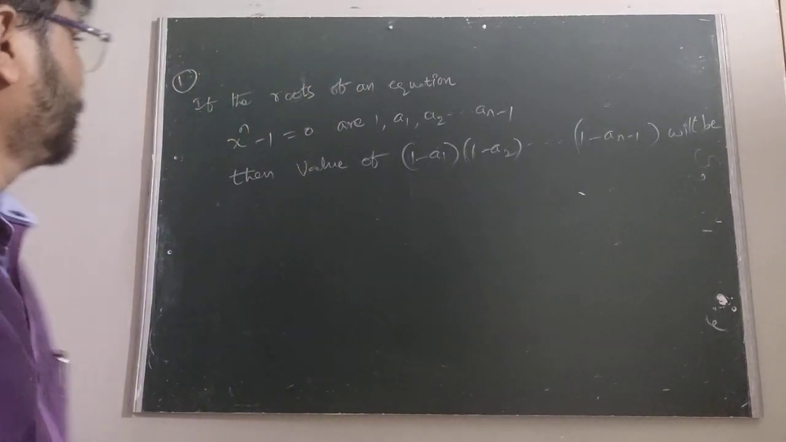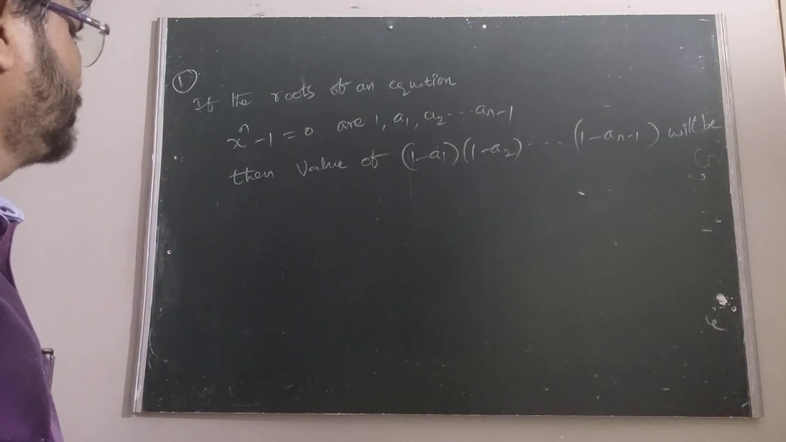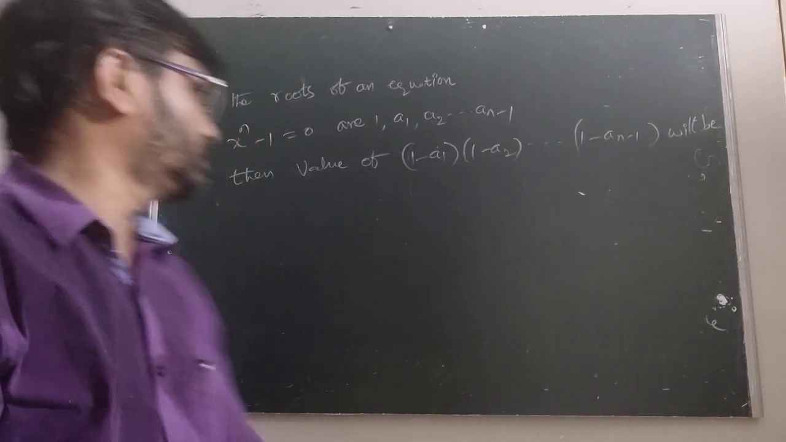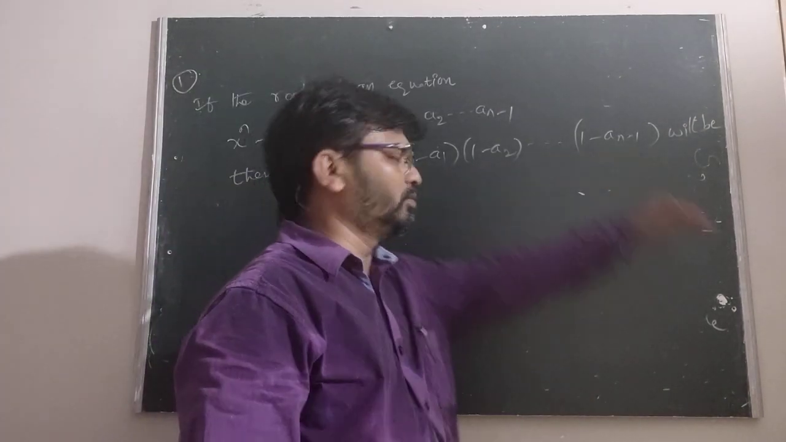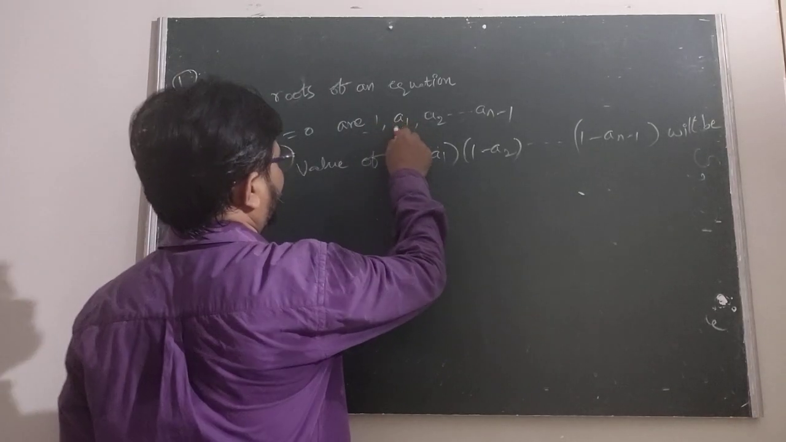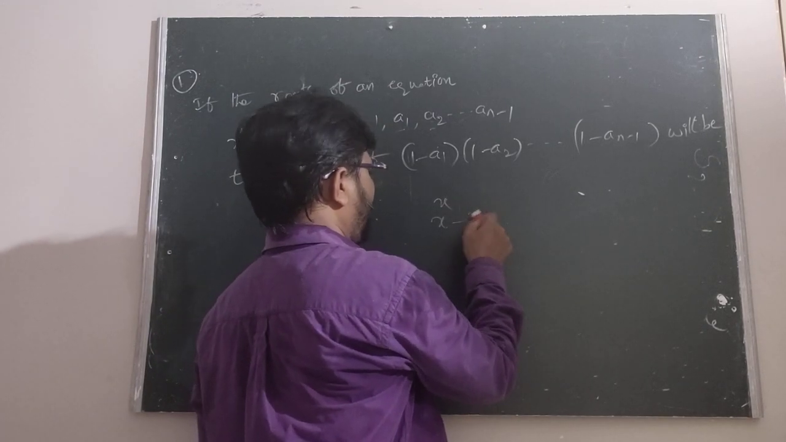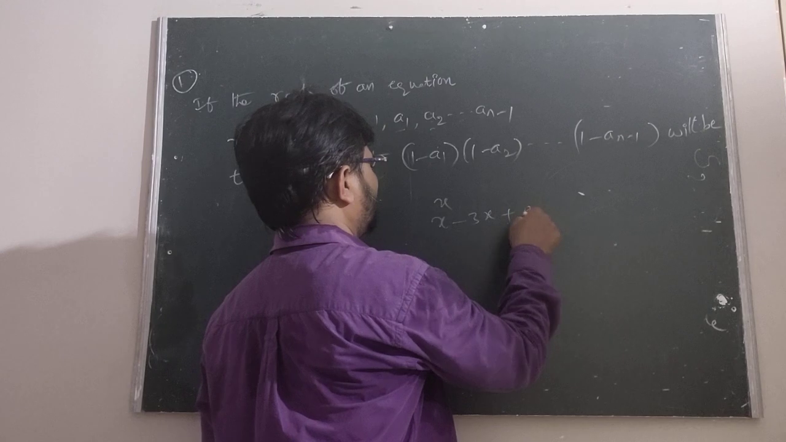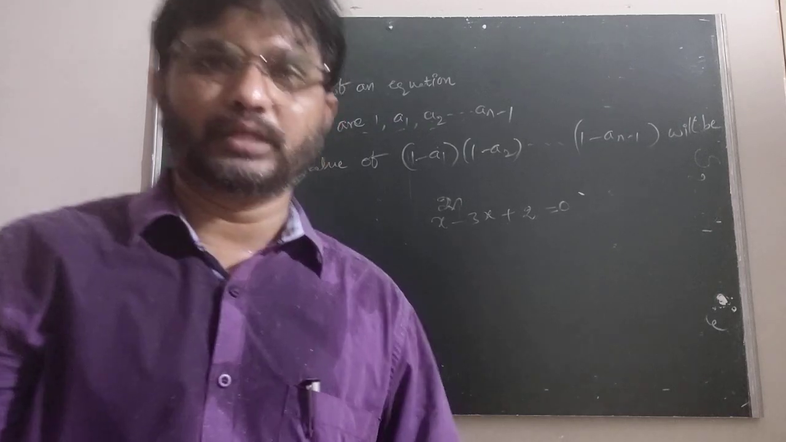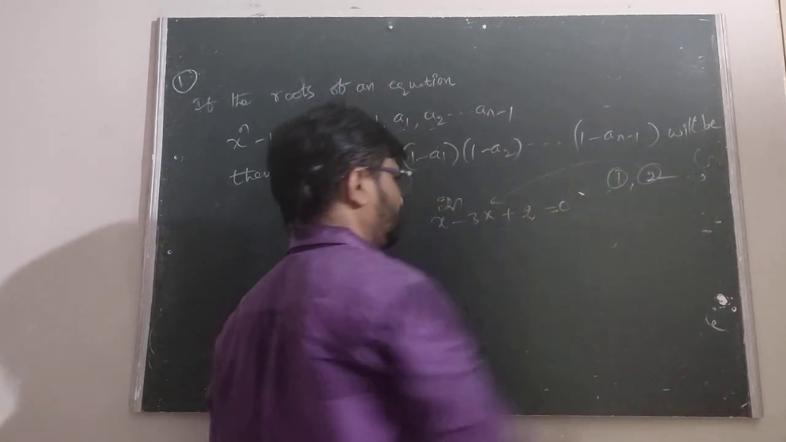So now we are going to some example. If the roots of the equation x power n minus 1 equal to 0 are 1, a1, a2 and so on, an minus 1, then find the value of 1 minus a1 into 1 minus a2 and so on, 1 minus of an minus 1. Suppose we are taking some equation, x square minus 3x plus 2 equal to 0. Here 1 and 2 are the roots, we know that.